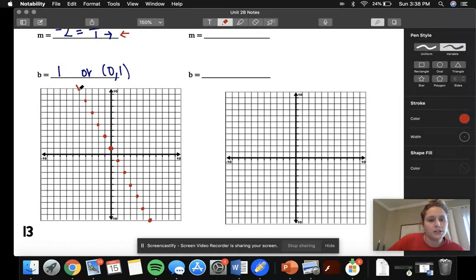Then you're just going to draw the best line that you can, and we're going to put arrows at both ends, and we just graphed our first line. That's it.